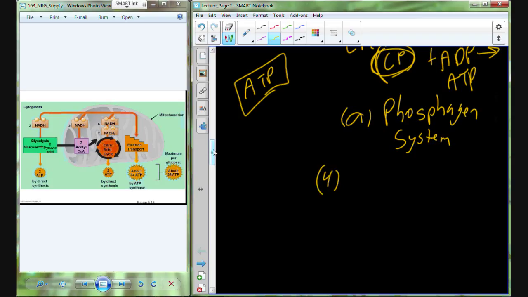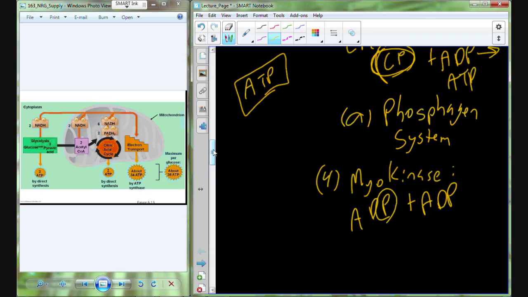Our other enzyme system is going to be myokinase. This is very specific to muscle. We're going to find that myokinase takes two ADP molecules. One of them will act as a source for the inorganic phosphate, the other will act as the ADP, and we end up with an AMP plus an ATP.